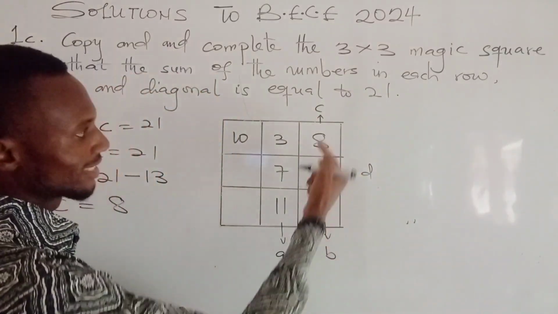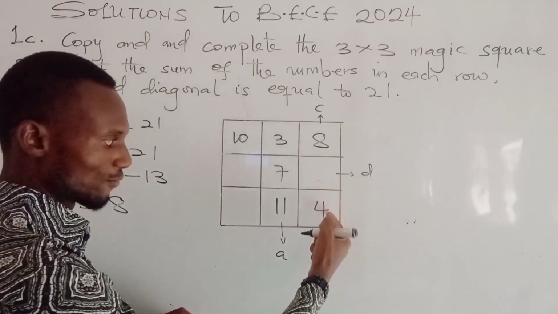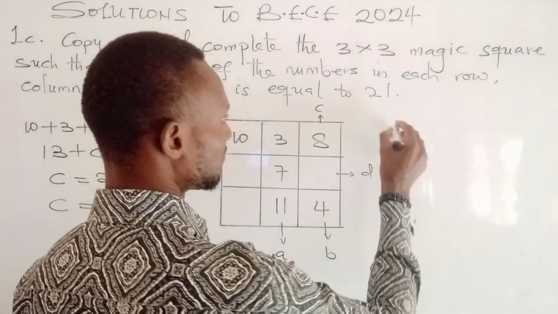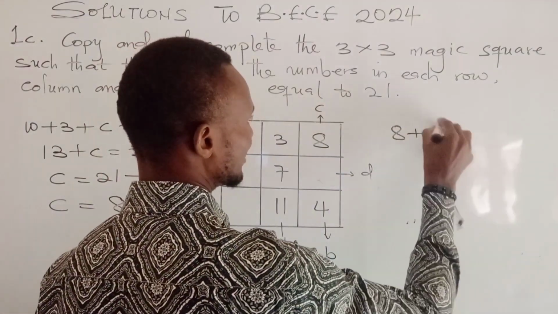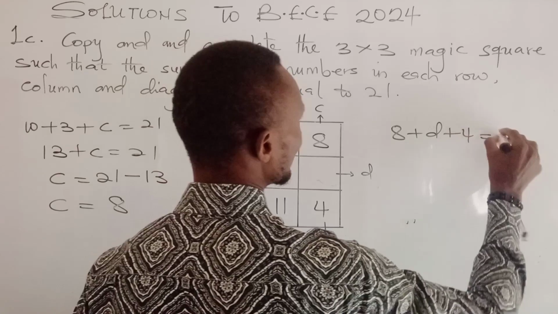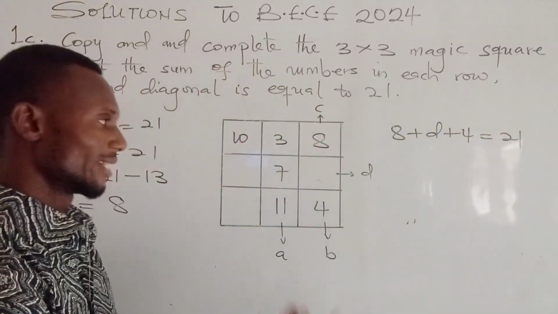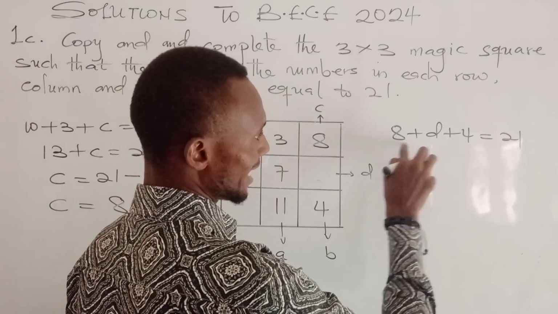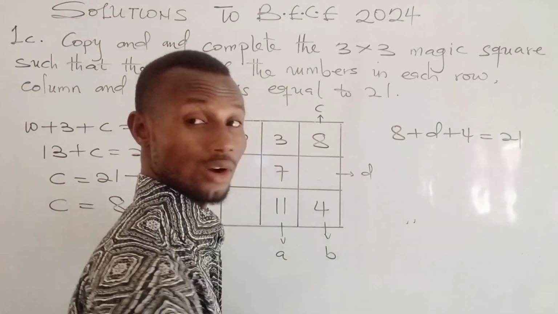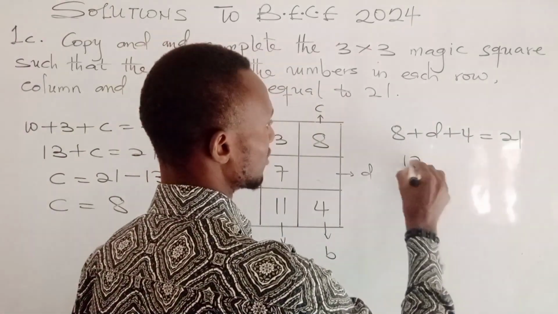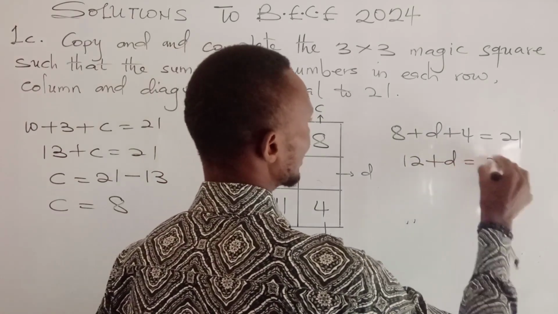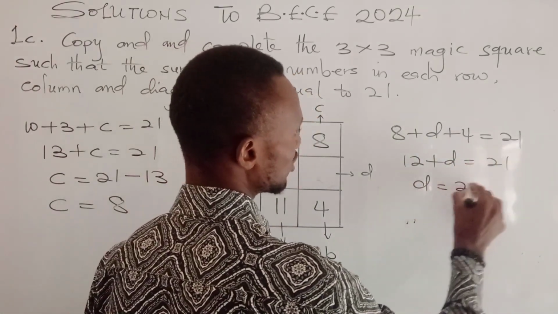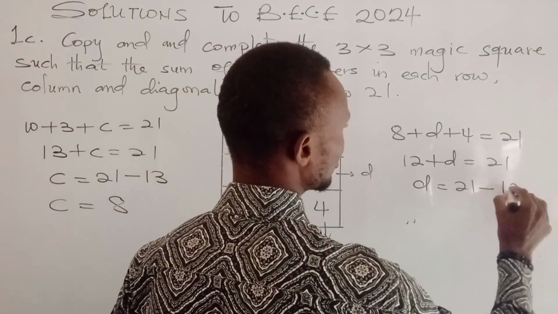So it means that 8 plus D plus 4 should give us 21. I hope you agree with me. Again, a simple linear equation to solve for D. So my 8 plus 4 is going to give me 12. So I'm going to have 12 plus D equals 21. To get my D, it will be equal to 21 minus 12.